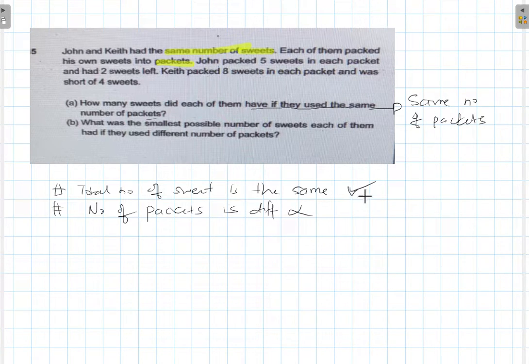Correct. So if this condition met and this condition met for A, remember, I can just draw my model. So this is for A, whereby this and this is the same number of packets. Okay, Ken, what? 8 sweets in each packet and then short of 4. So 8 sweets and then short of 4. So I just draw 1, 2, 3, 4, 5, 6, 7, 8. Short of 4.